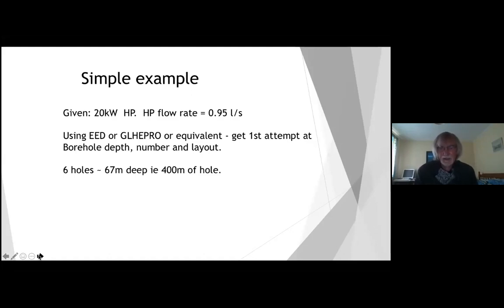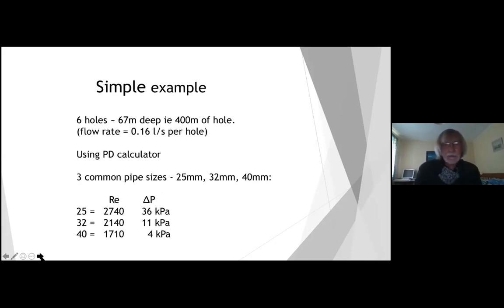So this is going to come back with the total meterage of active elements that you need. And let's say it's come back saying 6 holes, 67 meters deep. So we're coming up with 400 meters of hole. Well, what's going to be the best way to lay these holes out? What depth and layout and number of holes is going to be best from the hydraulics point of view? So taking those, we use the calculator or the charts, and we use the 3 common pipe sizes there.